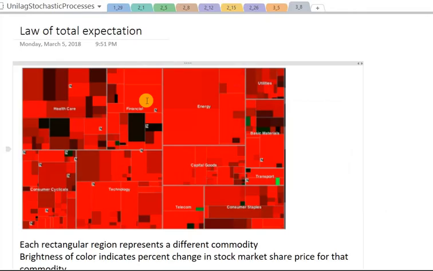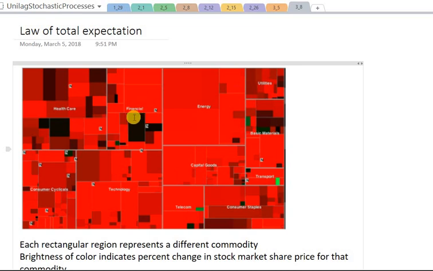So here is a map that represents a probabilistic situation. There are several rectangular regions. You can see the squares with the gray borders. Here's one here. Here's one here. And each rectangular region is labeled by a different word. You may not be able to read it, but this one says healthcare, financial, energy, utilities, and so on.